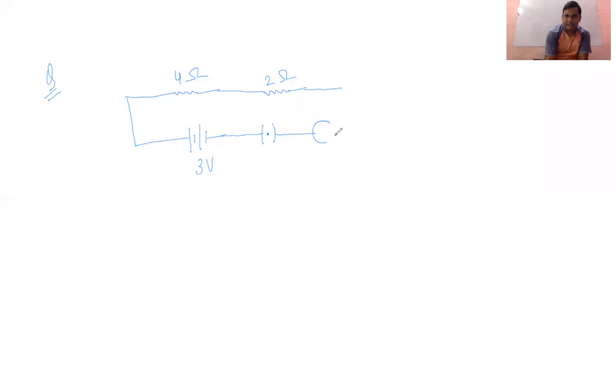Okay, coming to one question that is starting from a very basic one. Suppose there is one resistance of 4 ohm and another resistance of, let's say, 2 ohm, and it is connected with a battery of 3 volt, and here is a switch. This is closed, and here is your ammeter, and here is a voltmeter.